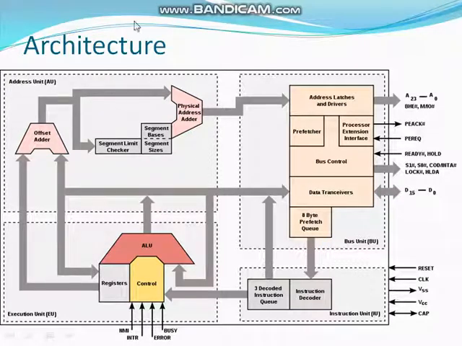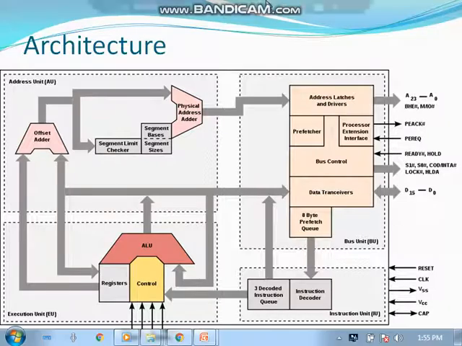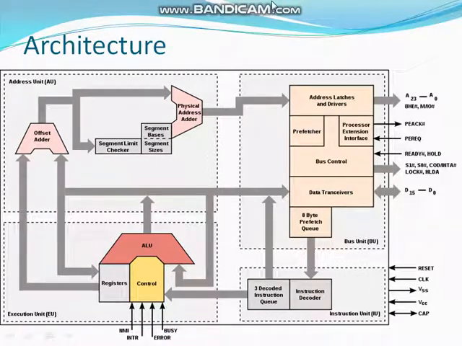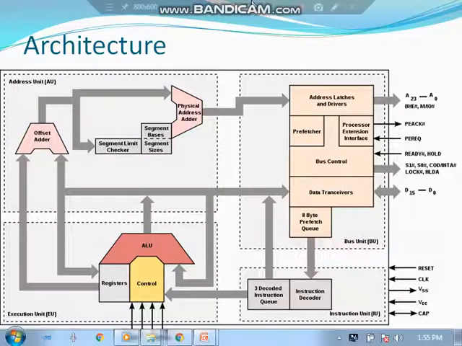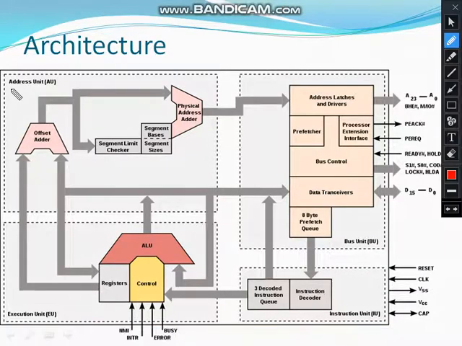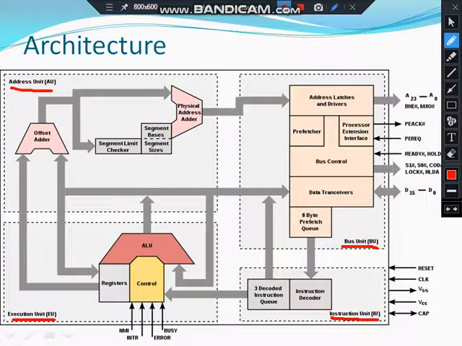One is the address unit, this is the address unit block. This one is the bus unit block. Third one is the instruction unit block, and fourth one is the execution unit block. Pause the video and try to draw the architecture of 80286.